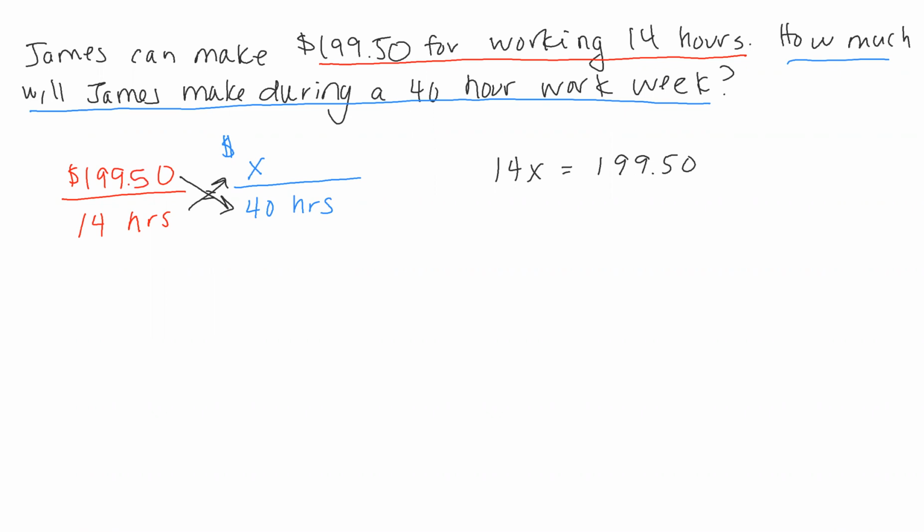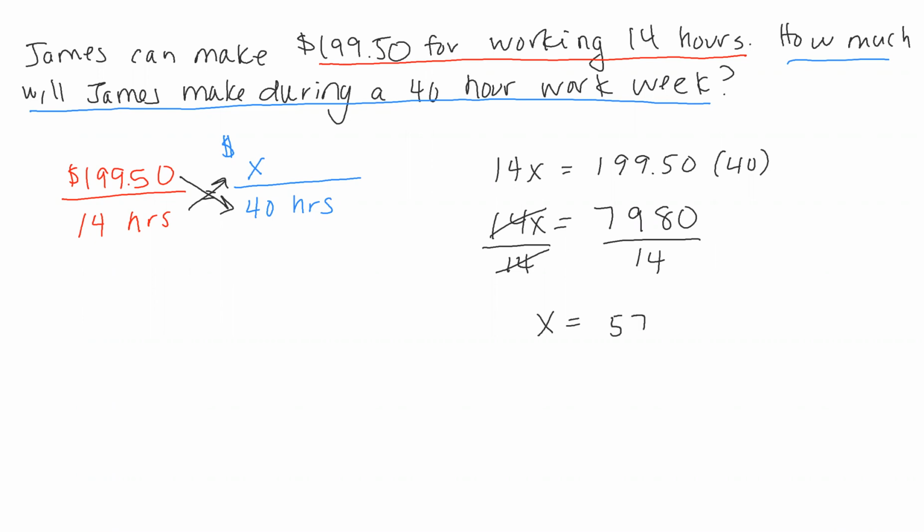All right, so 14x equals 199.50 times 40. So 14x equals, well, let's see what 199.5 times 40 is. I get 7,980. But I need to undo the multiplication of 14 and x, so I'm going to divide on the left. That means I also have to divide on the right. Over here on the left, the 14s cancel, leaving 1x. And then 7,980 divided by 14 is 570.